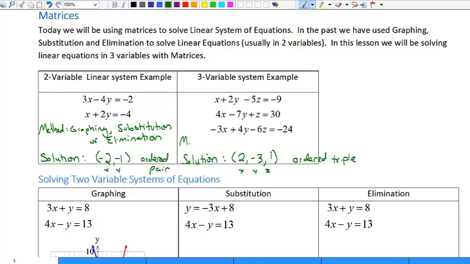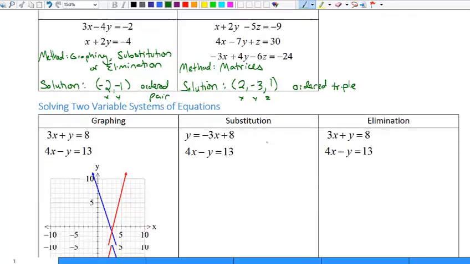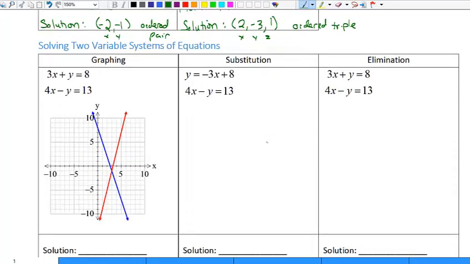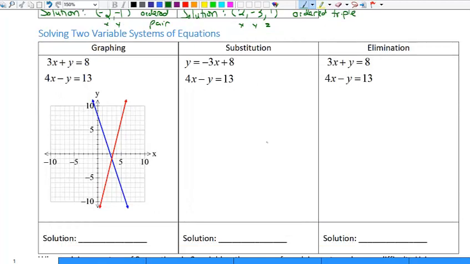The method to solve this is not going to be graphing, substitution, or elimination because it's a little bit too difficult. So what we're going to do is we're going to use matrices to keep our variables in order. Okay? But just to remind you what the system of two variables will look like. If we have a system of two variables, we could graph the two graphs, and I gave you an example here. The solution would be the ordered pair where the two graphs intersect.